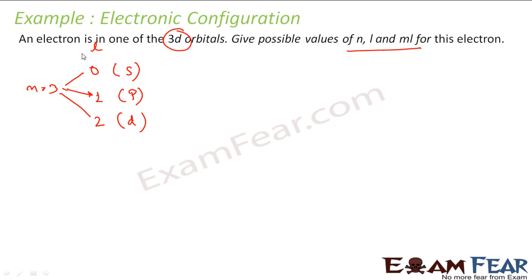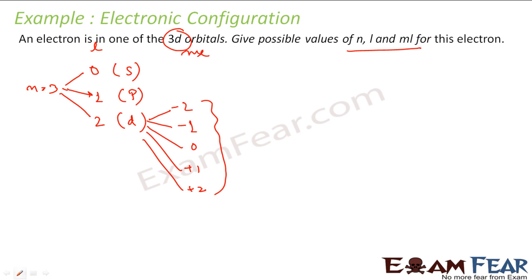Right? The question is, an electron is in one of the 3d orbitals. So if you see, for d, L is equal to 2, I can have how many orbitals? -2, -1, 0, +1 and +2. See, for any value of L, I can have ml from -L to +L. So -2 to +2. So one electron is in one of these orbitals. I have to find the possible values of n, L and ml.